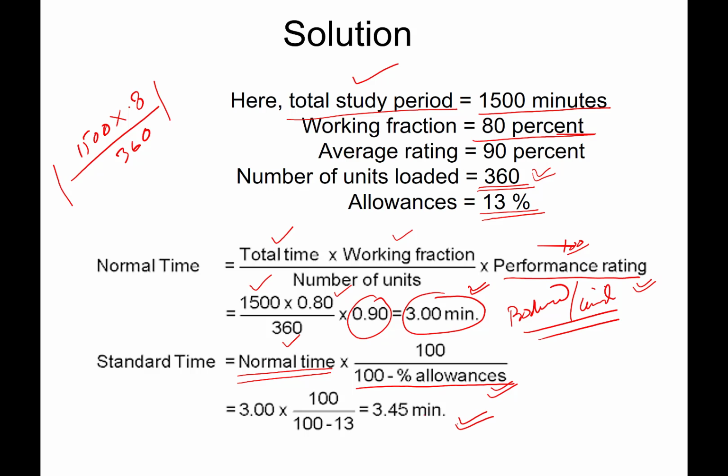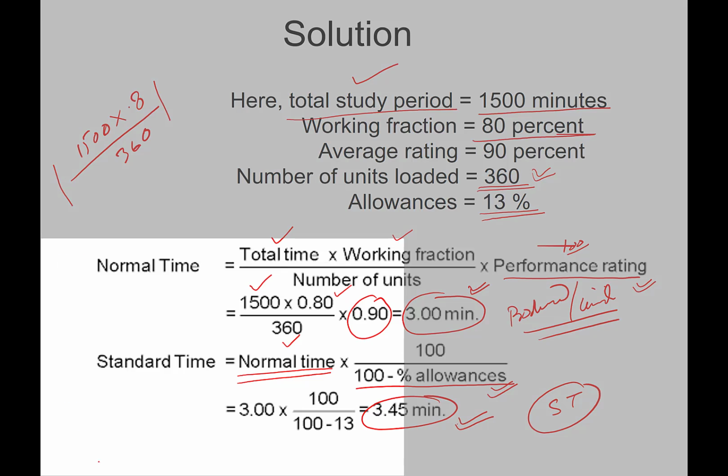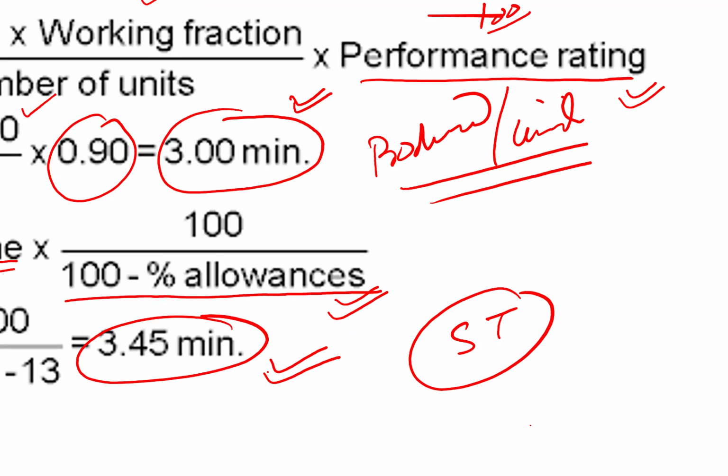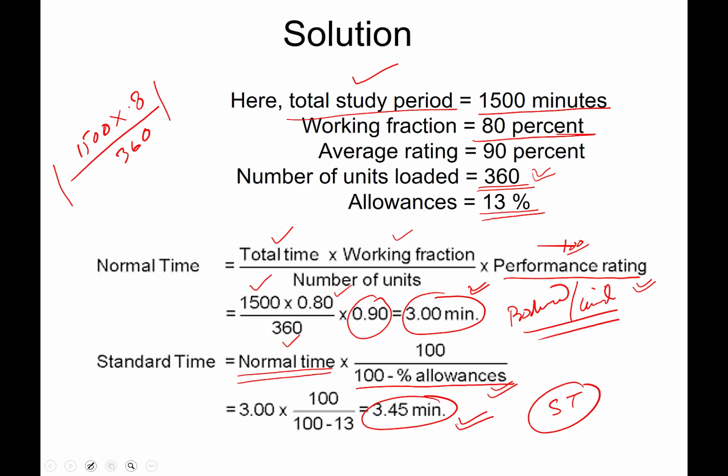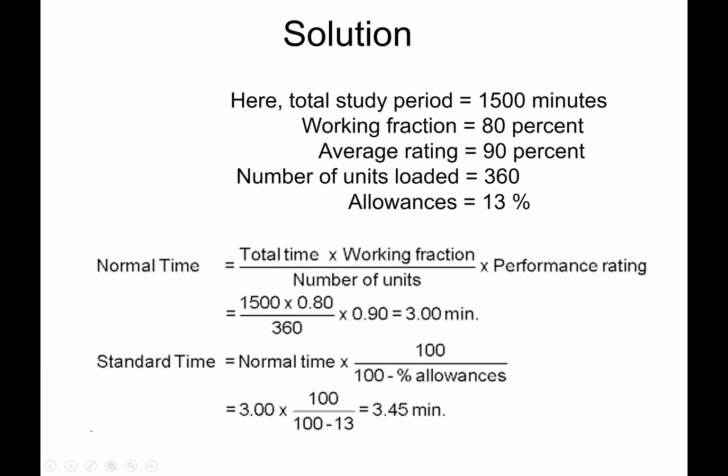Okay, so this will give us the 4.36. This is how the standard time is identified. The entire work sampling approach, as you have seen earlier, was primarily in determining the percentage of occurrence.